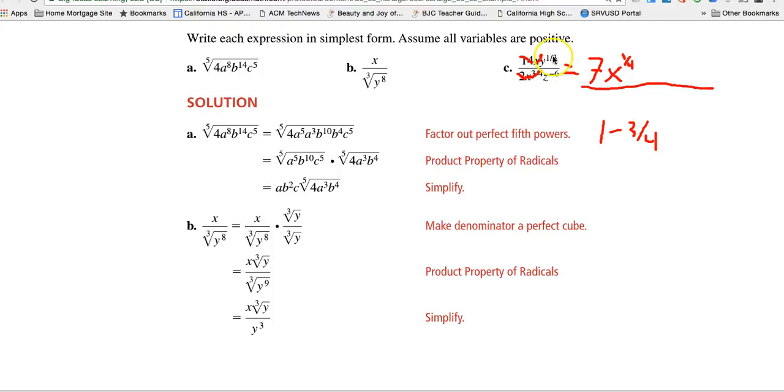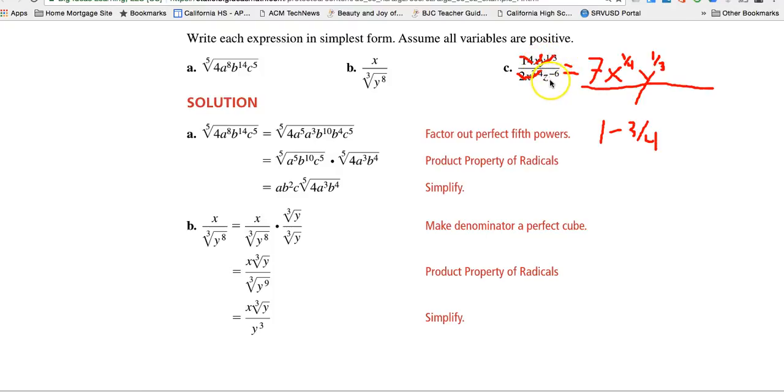Now, y to the 1/3, there is no other y term, so we can't simplify that at all. So that just becomes y to the 1/3. That stays as is. Now, in our denominator, we've gotten rid of that.